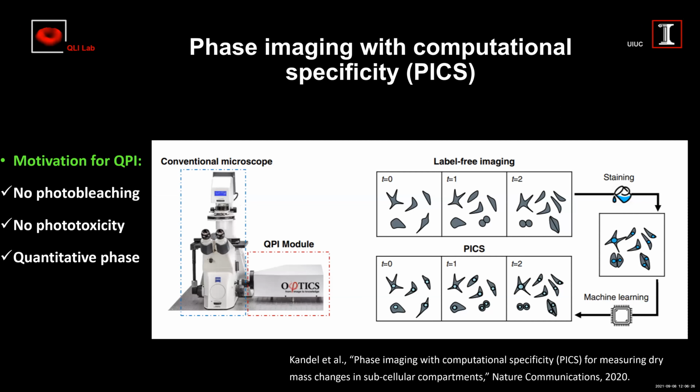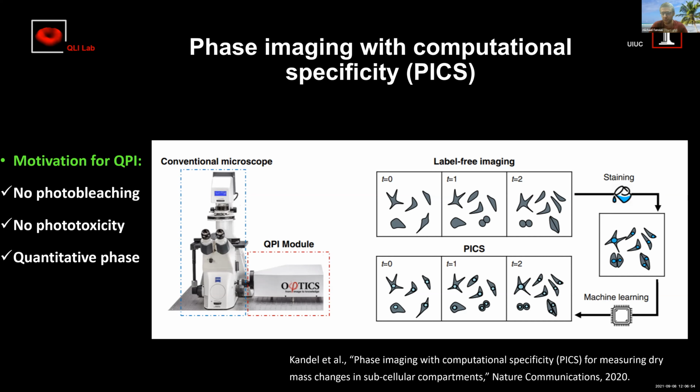PICS, what is it? Basically, what is PICS? PICS is a combination of QPI, quantitative phase imaging, with the power, efficiency, and speed of AI computation. The reason why we use quantitative phase imaging in the first place is because it circumvents a lot of problems that fluorescent modalities have, such as photobleaching, phototoxicity. We don't need any of this photo damage because we don't label our cells.